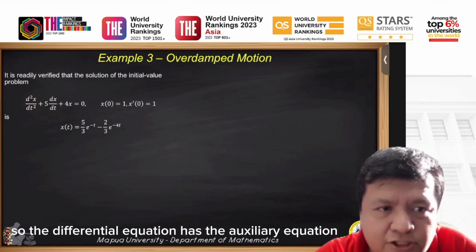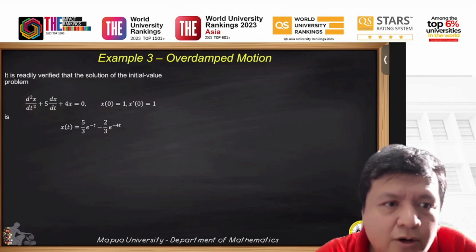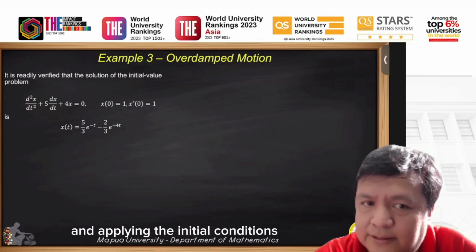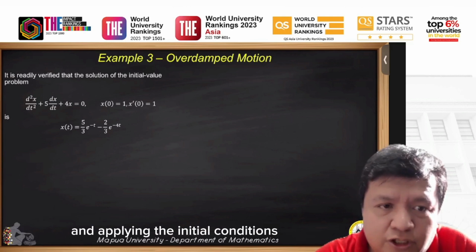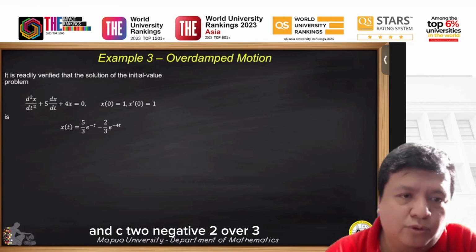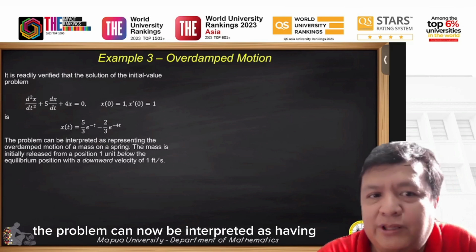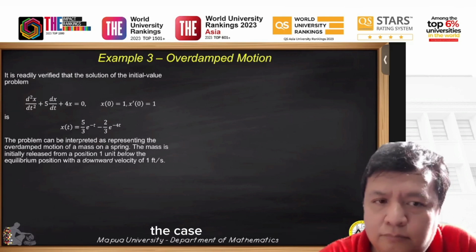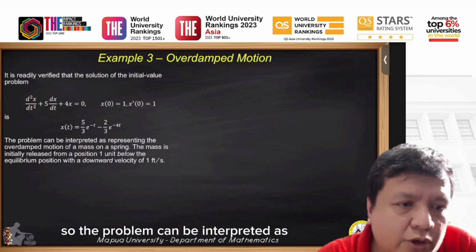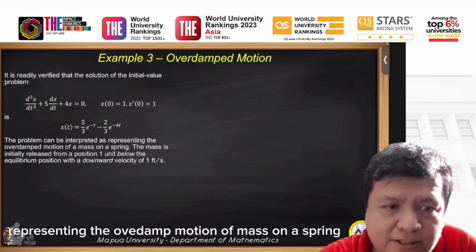So the differential equation has the auxiliary equation m squared plus 5m plus 4 with the auxiliary roots negative 1 and negative 4, and applying the initial conditions, we will be having C1 equal to 5 over 3 and C2 equal to negative 2 over 3. So with that, the problem can now be interpreted as having the first case with unequal roots. So the problem can be interpreted as representing the overdamped motion of a mass on a spring.